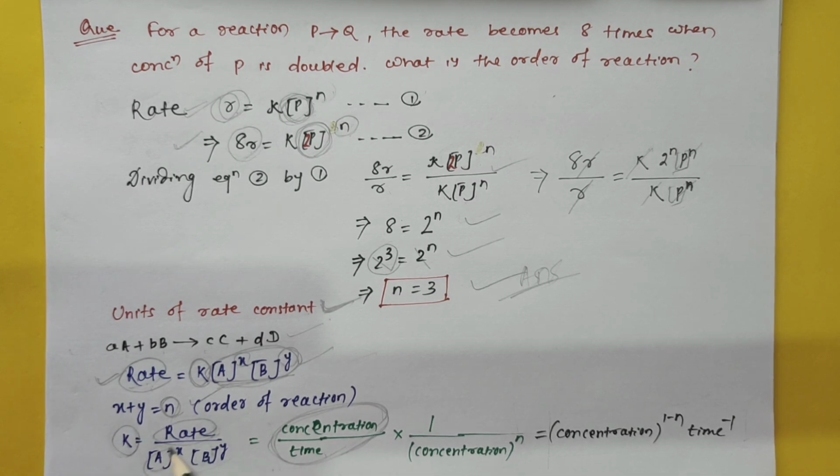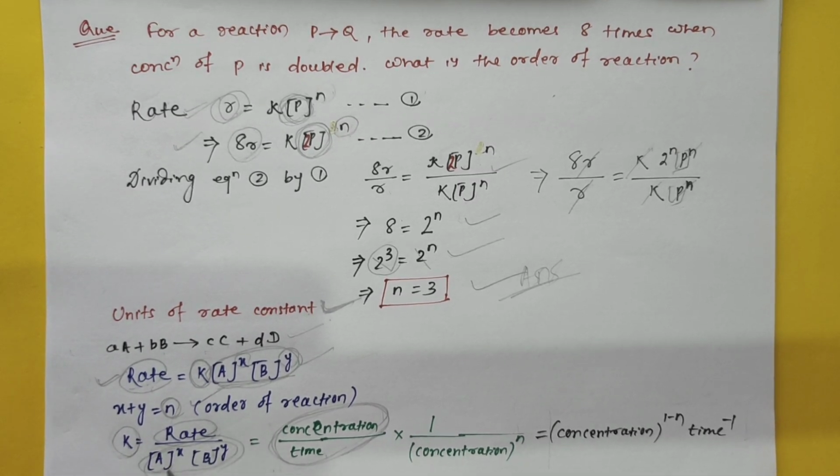And you see here these both are concentration terms: concentration to the power X into concentration to the power Y. If both are concentration, and if we add X and Y, we will get what? X plus Y means N, we will get N, and these two are concentration terms, so we write concentration. So what will be the final expression? Here concentration to the power 1, and in the denominator it is N.